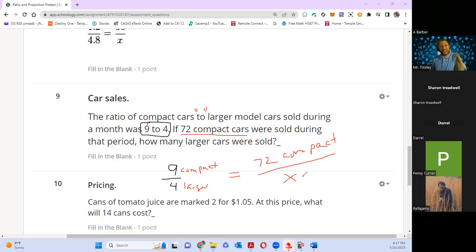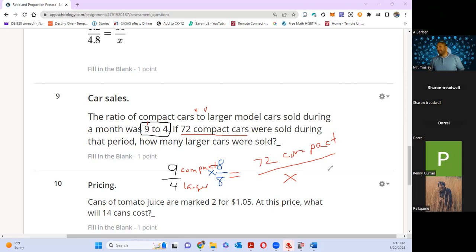So then Mr. Tinsley said there's 3 ways I can solve a proportion. He said equivalent fractions, unit rate, or cross multiplication. So I'm gonna try the easiest way first. Let me see if I can use equivalent fractions. Is there a number that I can multiply by 9 to get 72? It's the 8. So if I multiply the top by the 8, I have to multiply the what by the 8? The bottom.